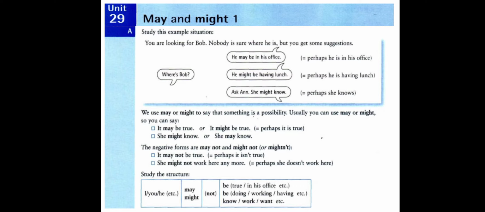To make it negative, in the negative form we use not. Then it becomes like this. I may not be true. You may not be doing. He might not know.